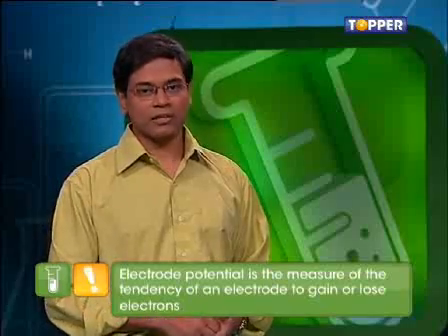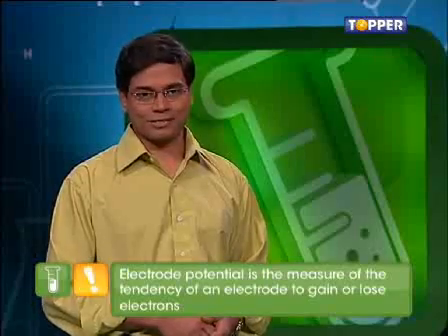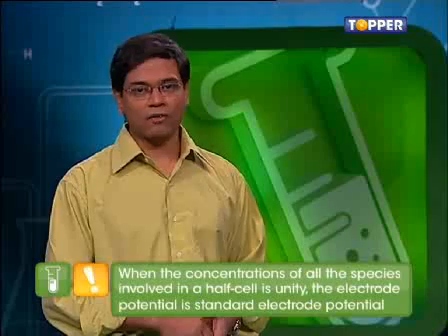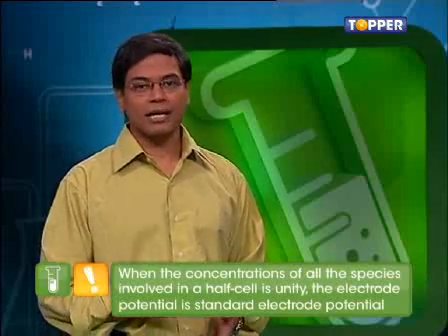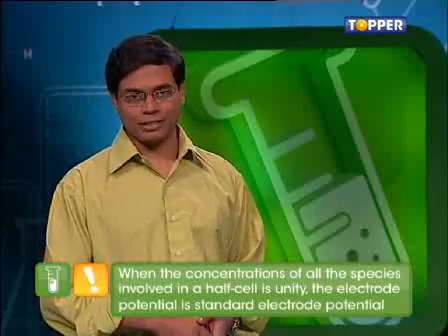Let us understand electrode potential more clearly. Electrode potential is the measure of the tendency of an electrode to gain or lose electrons. And when the concentrations of all the species involved in a half cell is unity, then the electrode potential is known as standard electrode potential. There are two types of electrode potentials, oxidation potential and reduction potential.